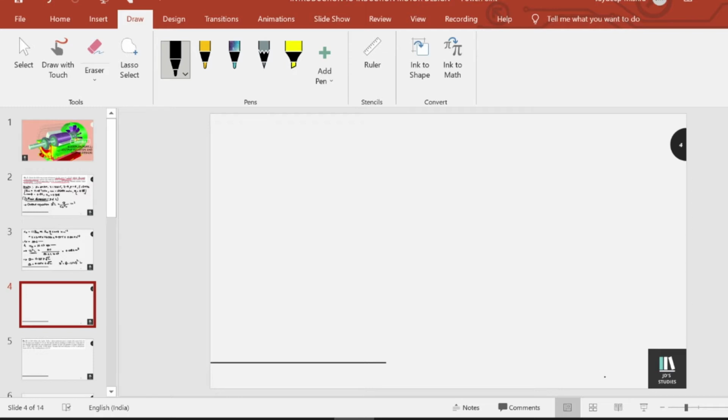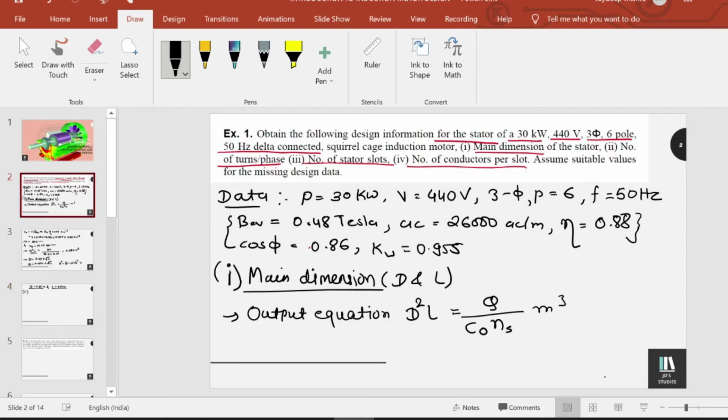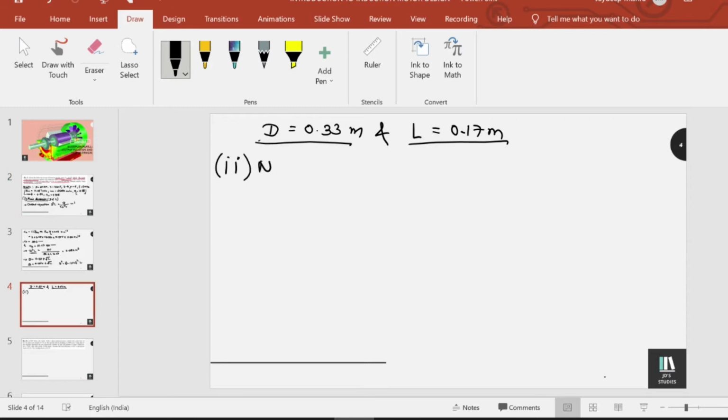By solving this equation, we will get the value of D is equal to 0.33 meter and L is equal to 0.17 meter. So first, the main dimensions we have are 0.33 meter and 0.17 meter. Now second, what is the second? We will find the number of turns per phase.